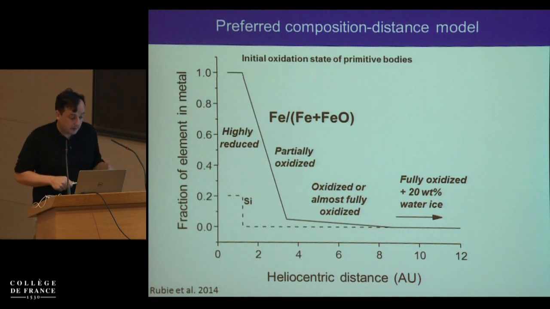This is what we'll ultimately use. I'm not going to use this at first, but what we'll ultimately use for such a gradation in terms of both the volatile concentration and the redox state of material with heliocentric distance. So this is our attempt at trying to reproduce what we expect for the initial compositions of those planetesimals before they go through this collisional growth phase.